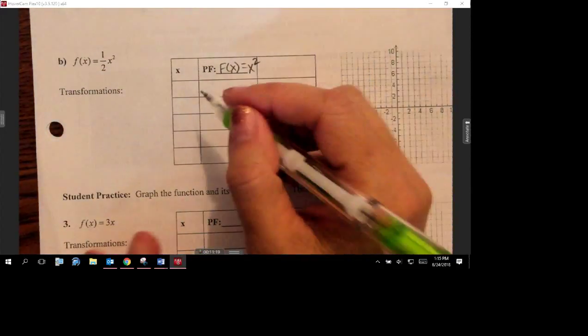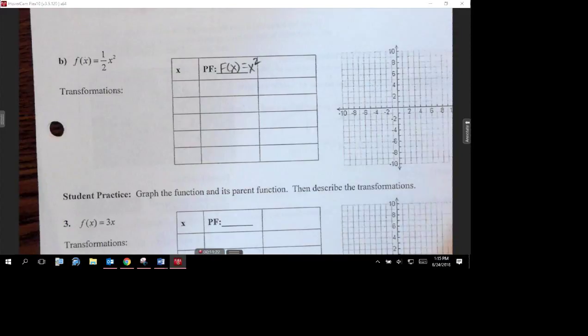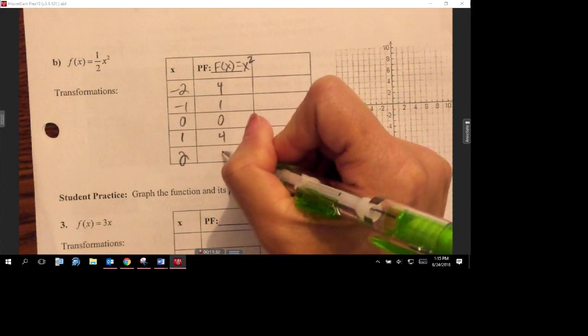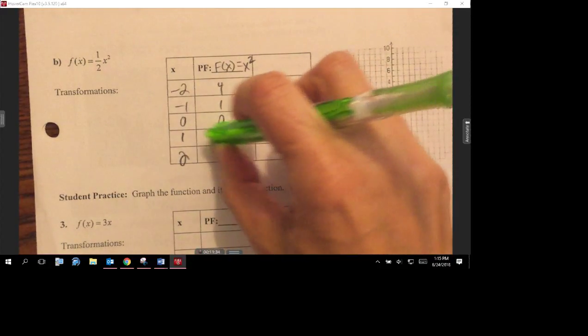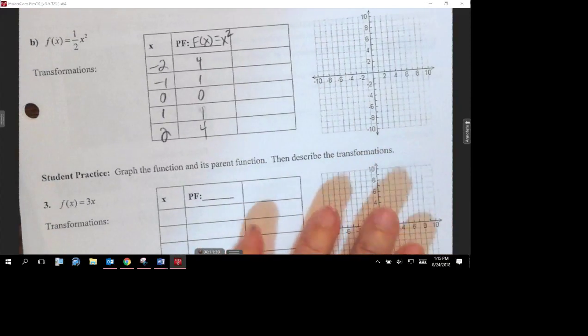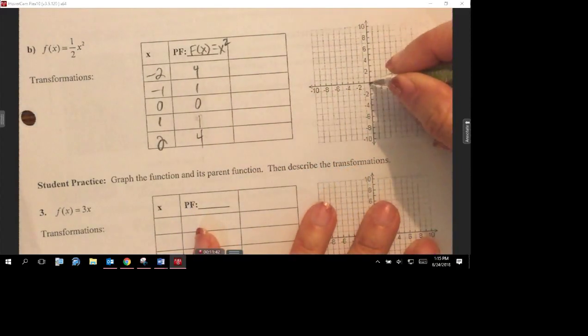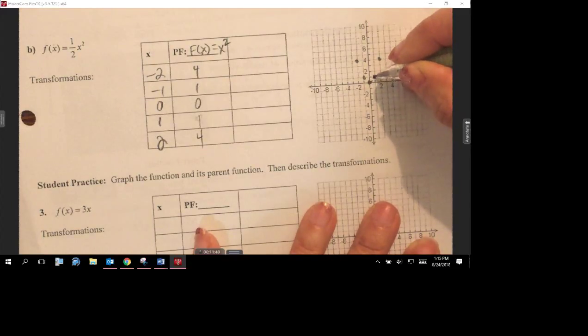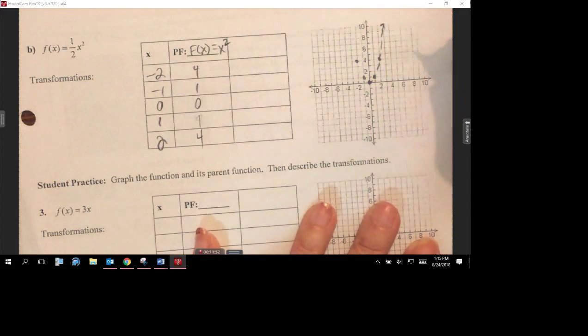And then we'll go from that other set of notes from 2 days ago, and you're going to get your points, which will be -2, -1, 0, 1, 2, and then 4, 1, 0, 1, 4. And then we'll graph those. And what shape does quadratic look like? A U. So when you connect them, don't make them look like a V, as in absolute value.